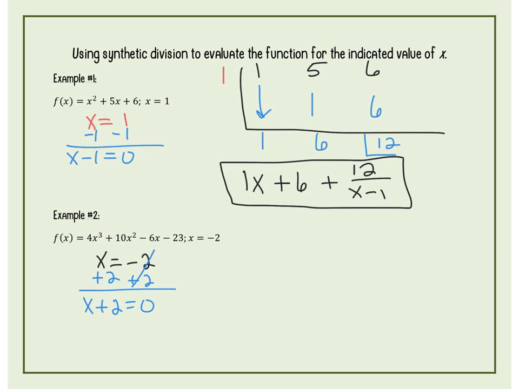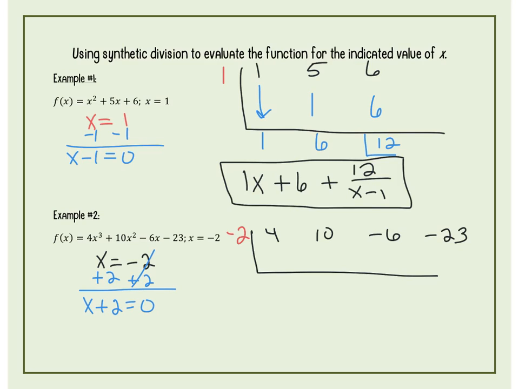So we're going to write our coefficients. Before we write them though, do I have all of them? X cubed, x squared, x, and then the number. So I don't have any zeros, guys. You always have to check for those, okay? So my coefficients are 4, 10, negative 6, and negative 23. And it told us that negative 2 is what's going to go on the outside.